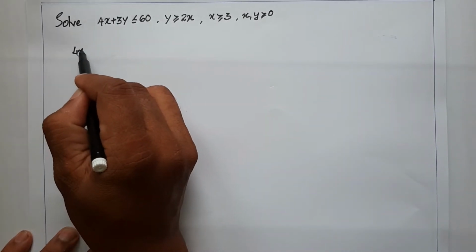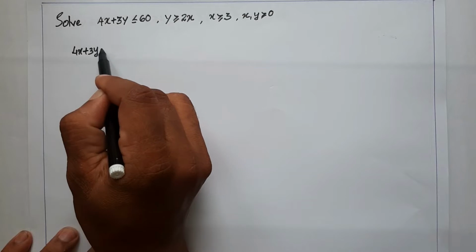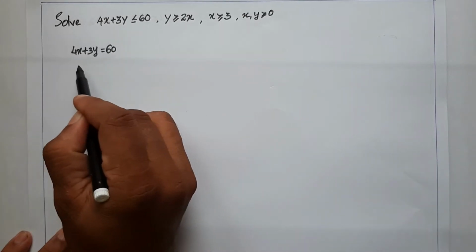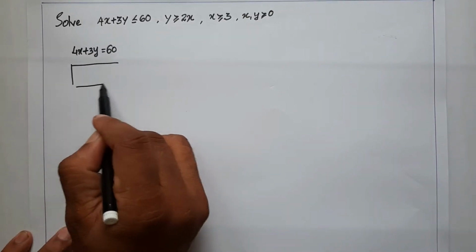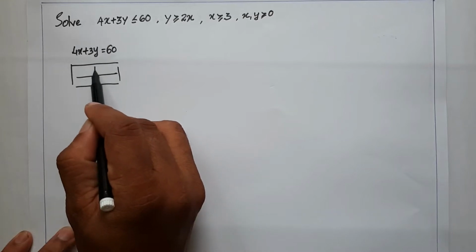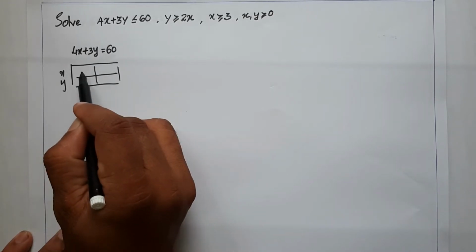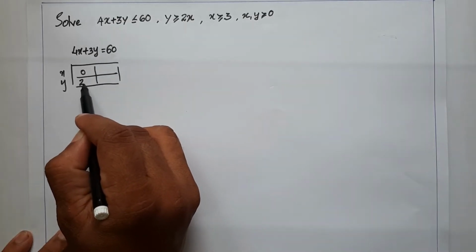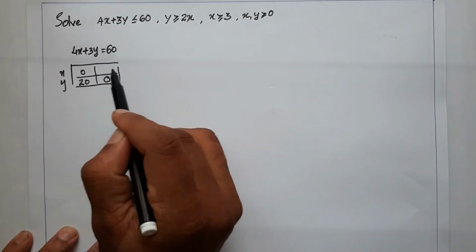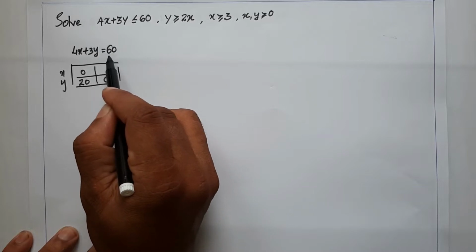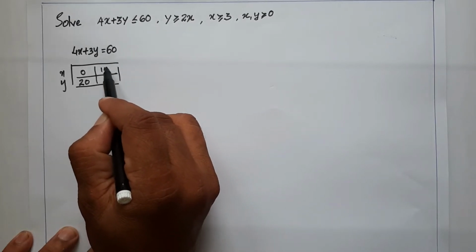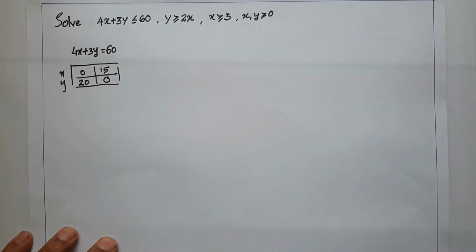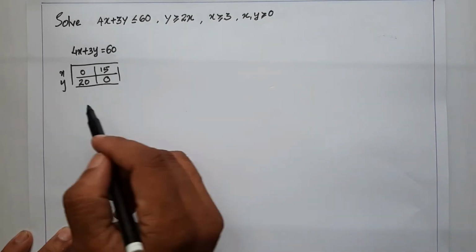First of all, we form a table based on the inequality, that is 4x plus 3y is equal to 60. First we put x equal to 0, 3y equal to 60 and y we get the answer 20. Then put y equal to 0, 4x equal to 60 and x is equal to 60 by 4, we get the answer 15.